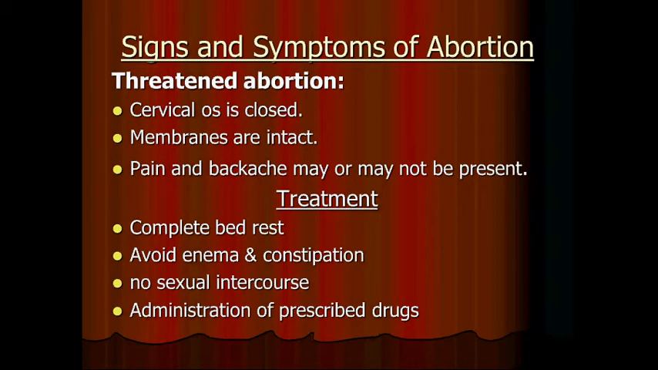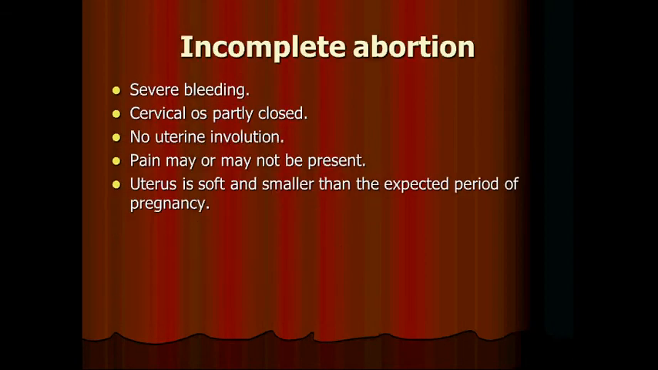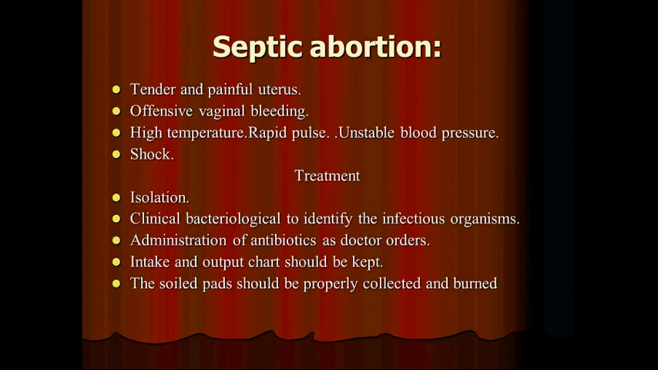Threatened abortion. The cervical os is closed. Membranes are intact. Pain and backache may or may not be present. Treatment: complete bed rest, avoid enema and constipation, no sexual intercourse, administration of prescribed drugs. Incomplete abortion. Severe bleeding. The cervical os is partly closed. No uterine involution. Pain may or may not be present. The uterus is soft and smaller than the expected period of pregnancy.